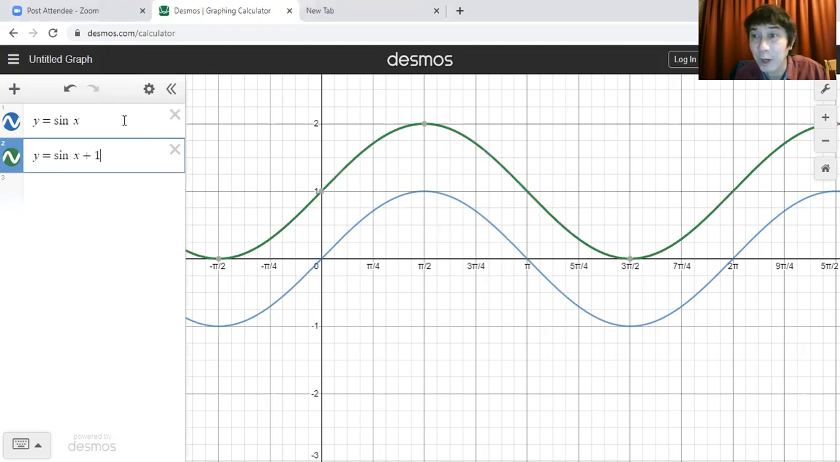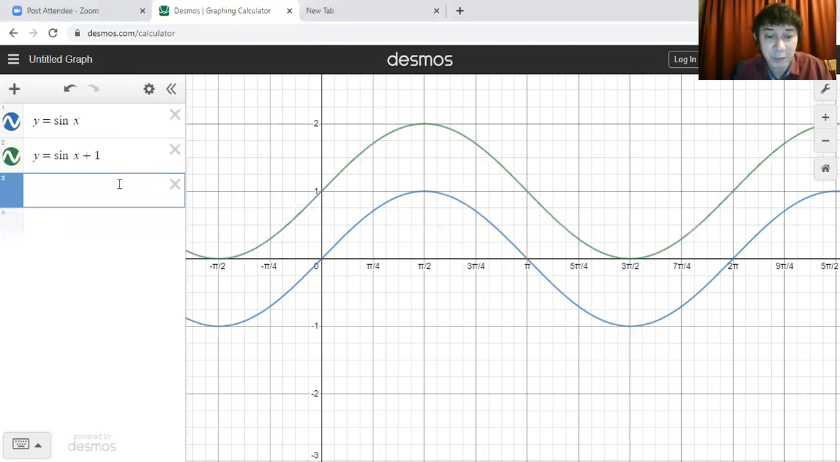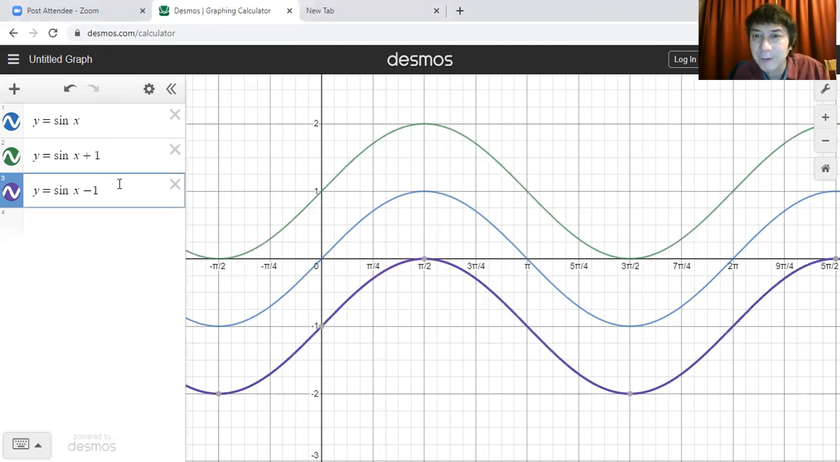Now, what if we subtract 1? Going back to the original y is equal to sine x, let's say we subtract 1. So what do you notice about our graph? Our original is the blue. Our green is plus 1. Our violet is minus 1. So if you add or subtract, it actually affects vertical translation. It's either elevated or lowered. That's the effect.